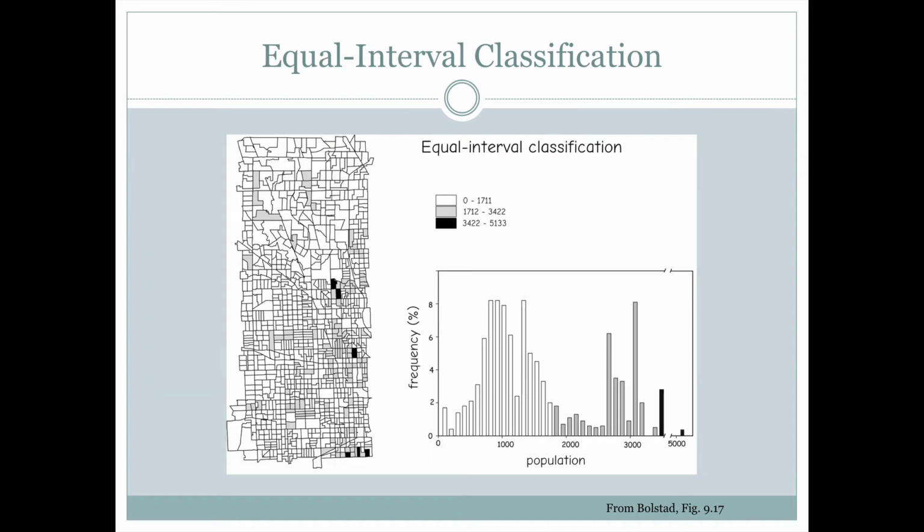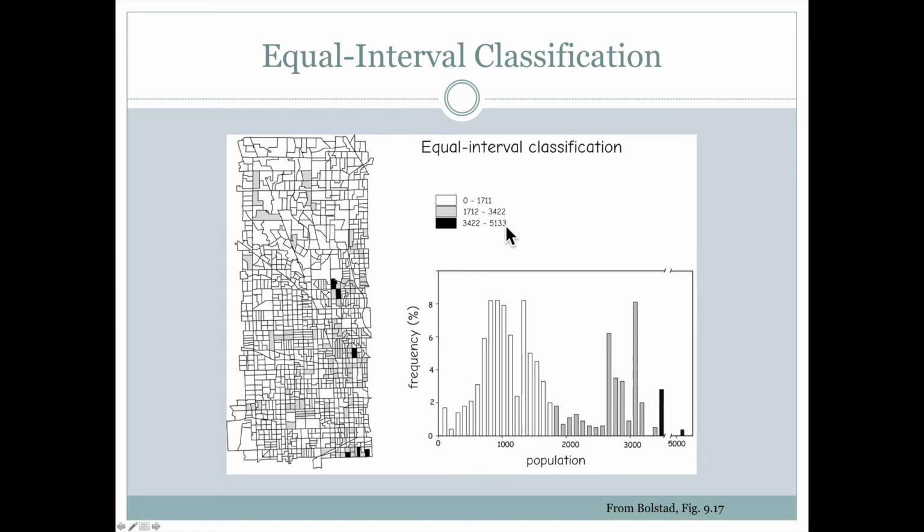So how can we get the best possible map? Well, there is no best possible map, but we do the best we can. So one way to do it is just break it into categories and see how the map looks. But some strategies include the equal interval classification, and this is probably the simplest one to understand.